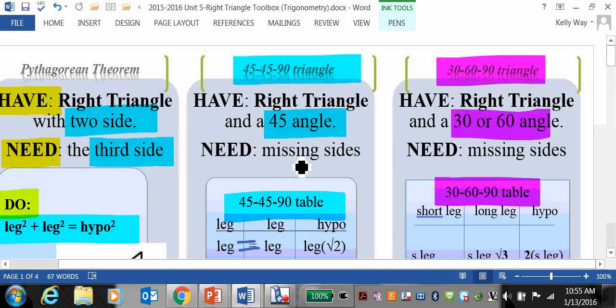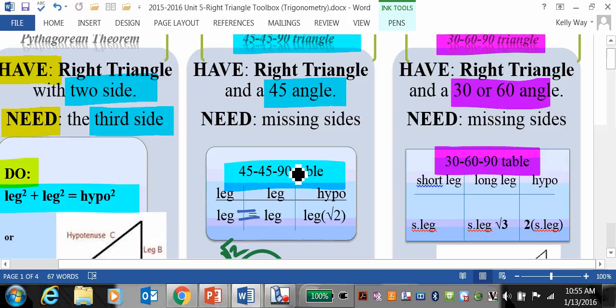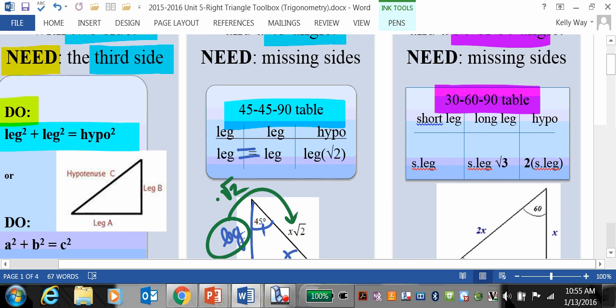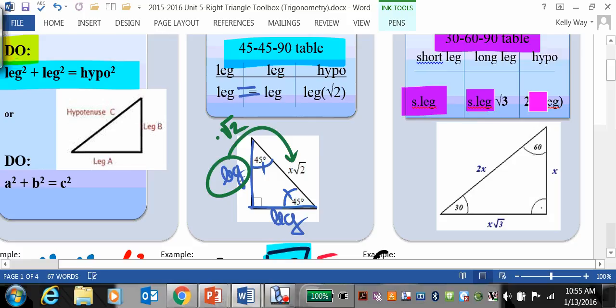Ready? 30, 60, 90. All right, guys, nice job. So we go like so. Notice everything goes back to the short leg. That's really critical. You get that. So you start with the short leg always.